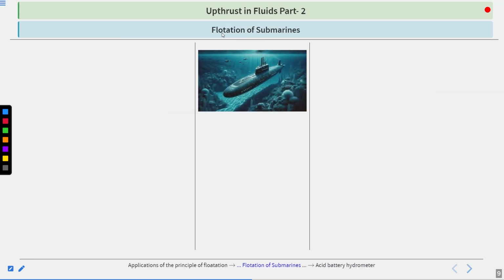Now, the flotation of submarines. This is another topic that we require to discuss. When we talk about submarines, if you have looked at them, you will see this picture, right? Submarines are actually ships that sail not above the water surface but inside the water.